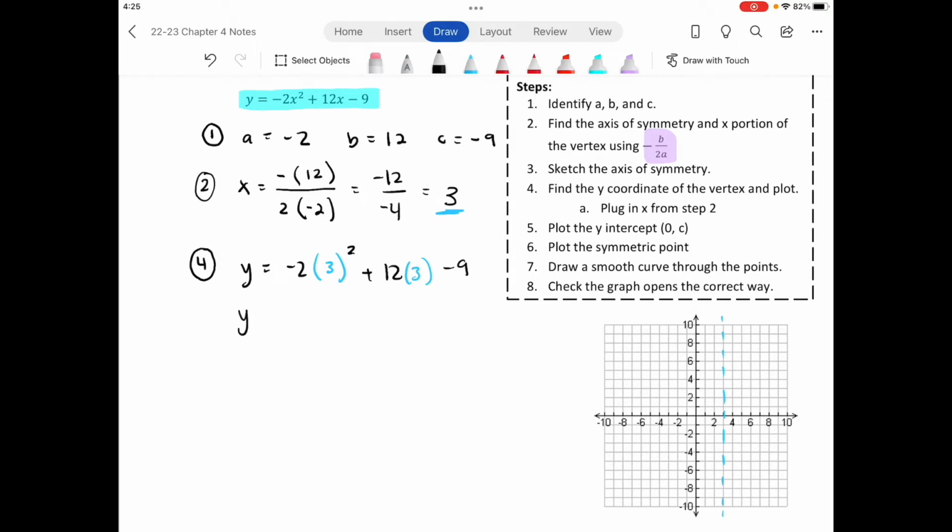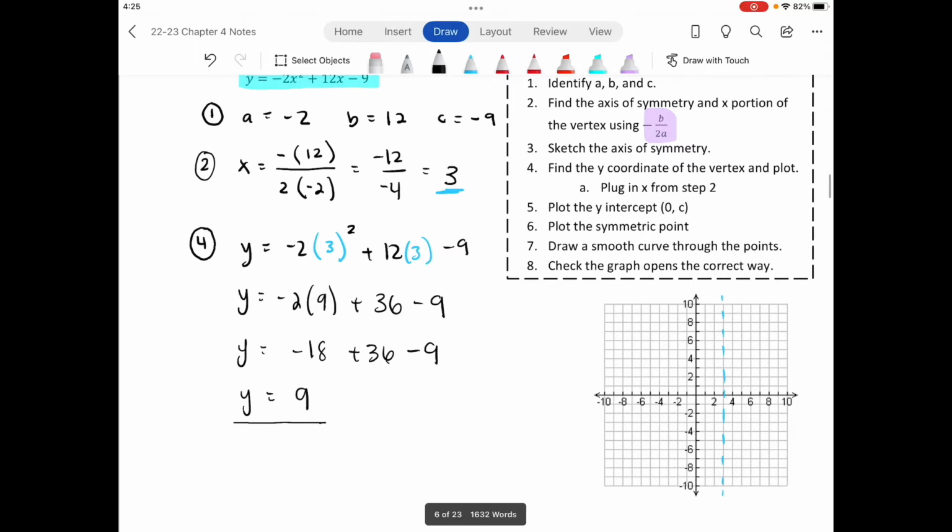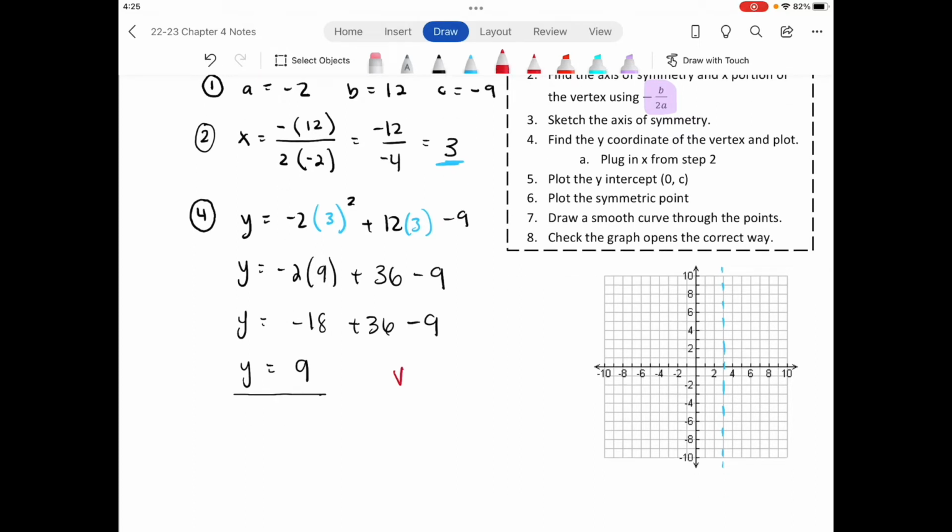Using order of operations, we need to make sure we square before we multiply. So we're going to have -2 times 9 plus, we can do 12 times 3, gives us 36, minus 9. That will leave -18 plus 36 minus 9, which all comes down to be +9. So this is the y-coordinate of our vertex. From step 2 and step number 4, we now know our vertex is going to be at +3, +9. And we're going to put that on our graph. Your vertex should always fall on your axis of symmetry.